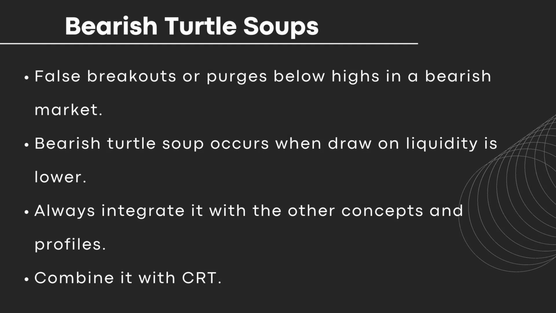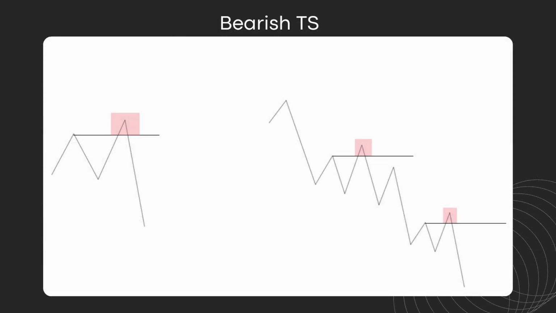Now the next one we've got is a bearish turtle soup. Basically, they are false breakout liquidity purges above highs in a bearish market structure or bearish market conditions. Bearish turtle soup occurs when drawn liquidity is simply lower. And again, just like with any other concept, make sure to trade it only when integrated with other key concepts, right? Here's a graphical representation.